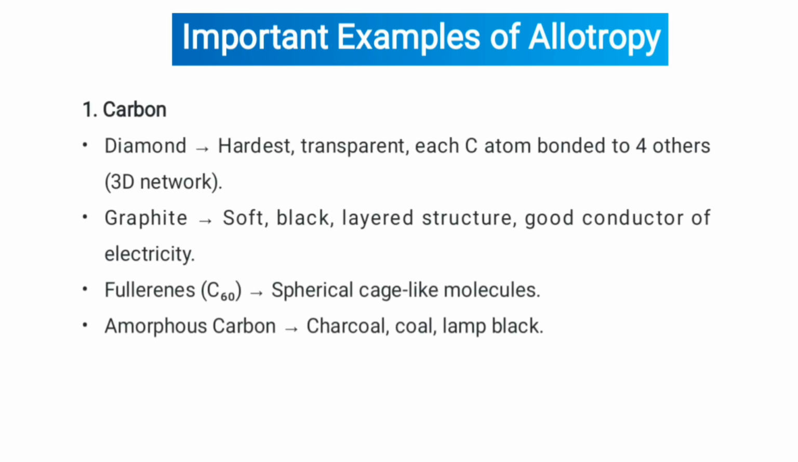Now, important examples of allotropy. The first one is carbon. Diamond, which is the hardest and transparent, each carbon atom is bonded to four others, meaning a 3D network. And the second one is graphite. It is soft, black, has a layered structure, and is a good conductor of electricity. And the third one is fullerenes, meaning C60, which are spherical cage-like molecules. And the fourth one is amorphous carbon, that is charcoal, coal, lamp black.